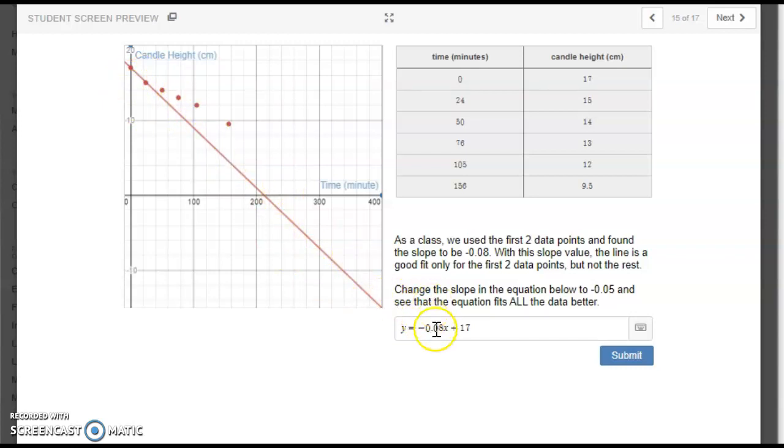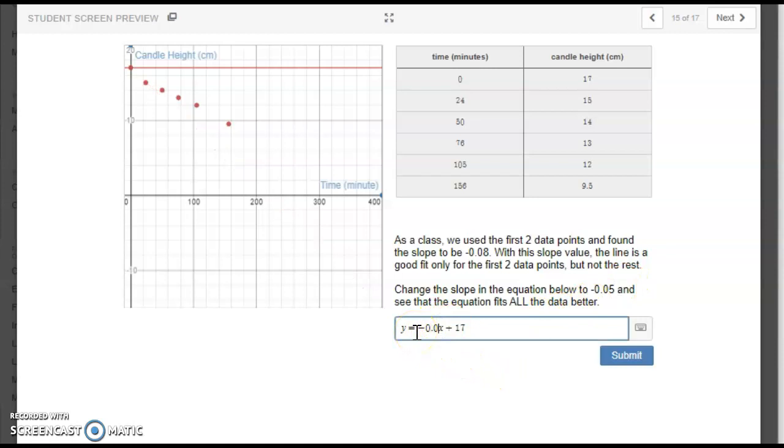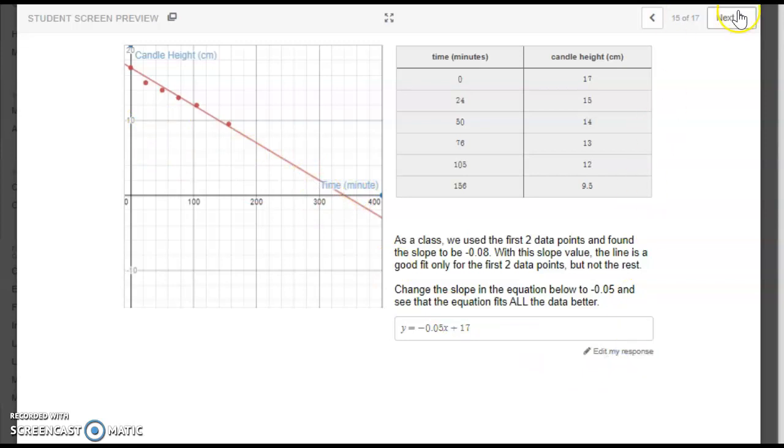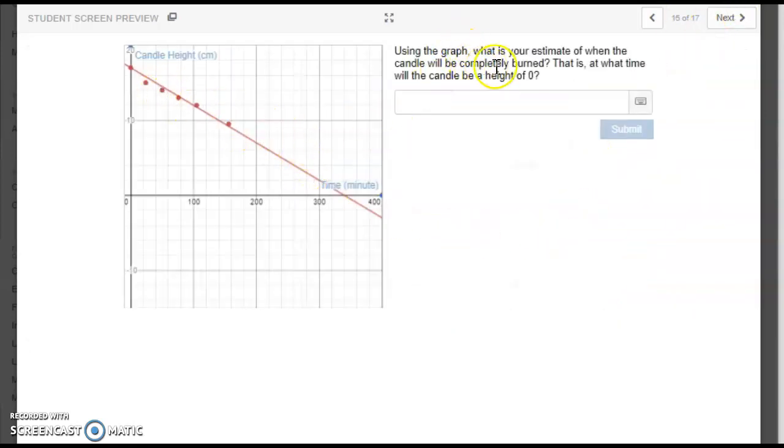So what can we change these to? Okay, it's asking us to change this to 0.05. And if I change this to negative 0.05, that looks much better. Okay, that's a better fit of all the data points. Okay, so then I can submit, and then next, what will be my prediction as to how long it would take? So my prediction will be, when the height is 0, it will be about 340 minutes.